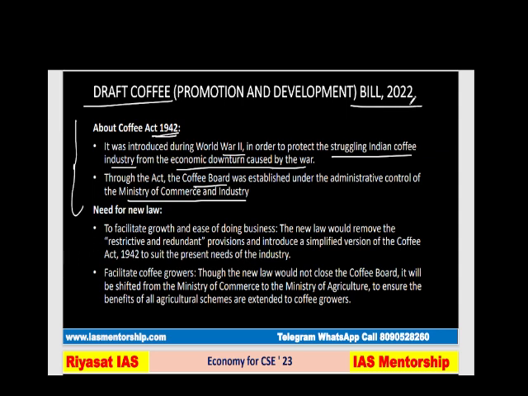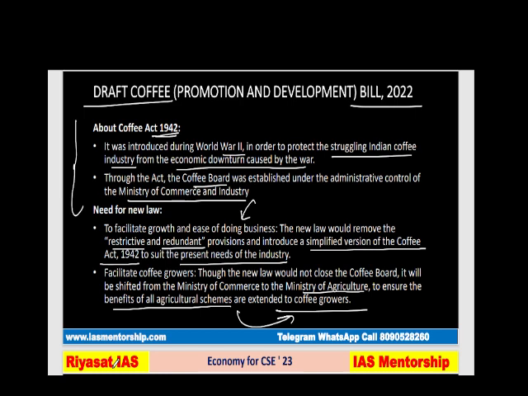Why has this new bill come? To facilitate the ease of doing business, and this will remove the restrictive and redundant provisions to introduce a simplified version of the Coffee Act to suit the present need of the industry. It will help facilitate coffee growers. Okay, it will be shifted. Basically, this Coffee Board, which comes under your Commerce and Industry, will be shifted to the Ministry of Agriculture, so that there is ensuring that all the benefits of agriculture schemes are also given to the coffee growers. Remember this point. Clear? Yeah. Moving ahead, let us see.